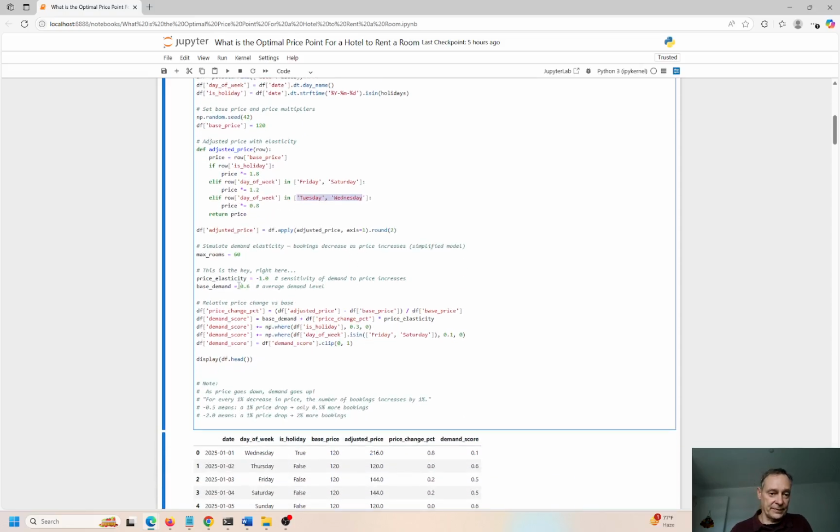So we get our adjusted prices and we have the base amount down here. We have price elasticity, right? Price elasticity is negative 1.0. This is a sensitivity of demand as price increases, right? So this is a key to the whole thing here.